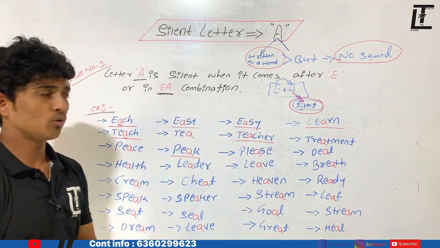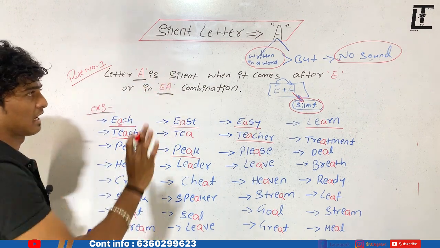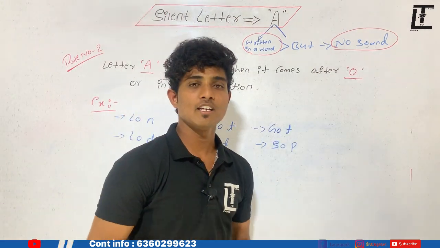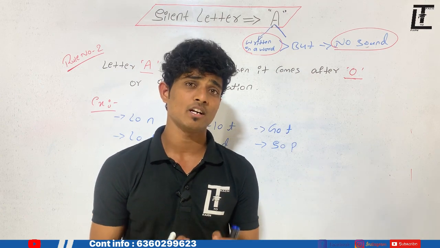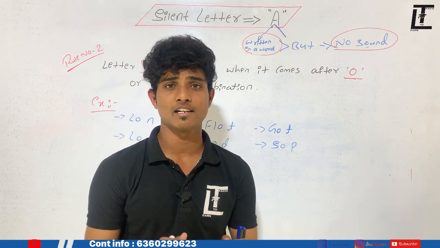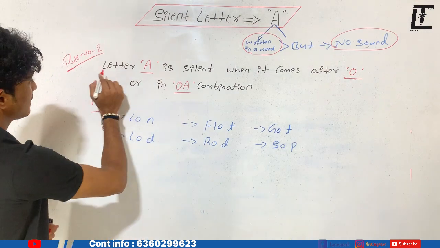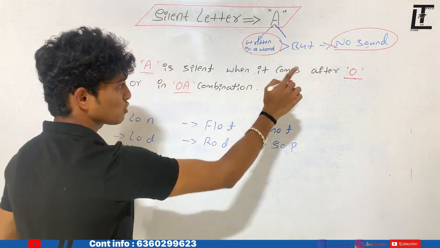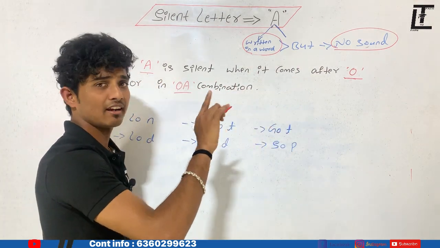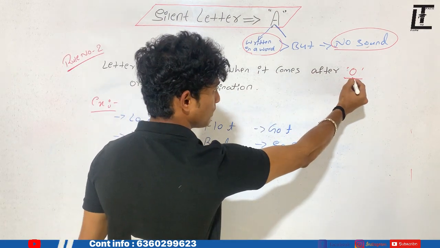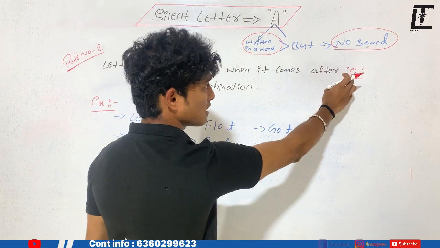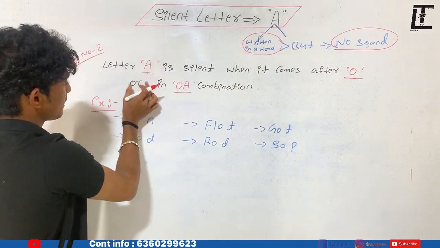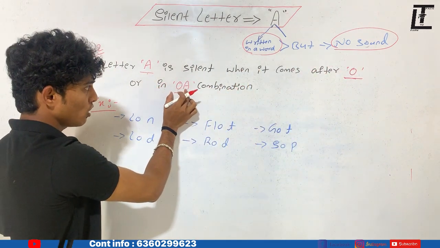I will give you the second rule of the silent letter A. Okay, fine. We have discussed the silent letter A's first rule. Now we are going to discuss the second rule. The second rule says that letter A is silent when it comes after O. Earlier we said when it comes after E, so now the E is replaced with O. Or letter A is silent in the OA combination.